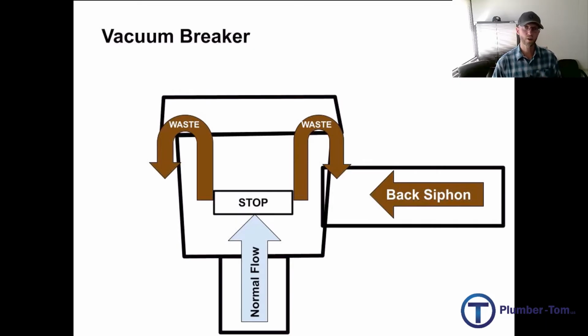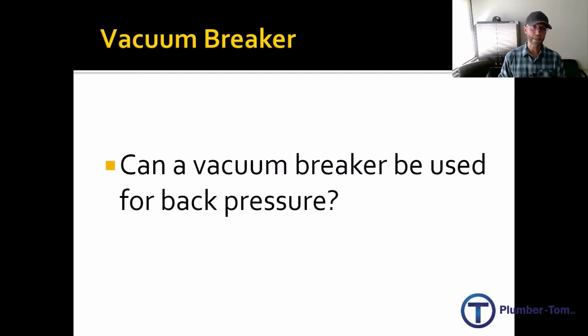All that said, the question is, can a vacuum breaker be used for a back pressure situation? Have a look at your code book. Look back on the table, spill resistant vacuum breaker assembly. It can be used for high or low hazard, but it cannot be used for back pressure. It is only a back siphonage device. Keep that in mind as we go forward, because vacuum breakers are often used in connection with faucets or other devices. They're built right in, but they are not made for back pressure situations.